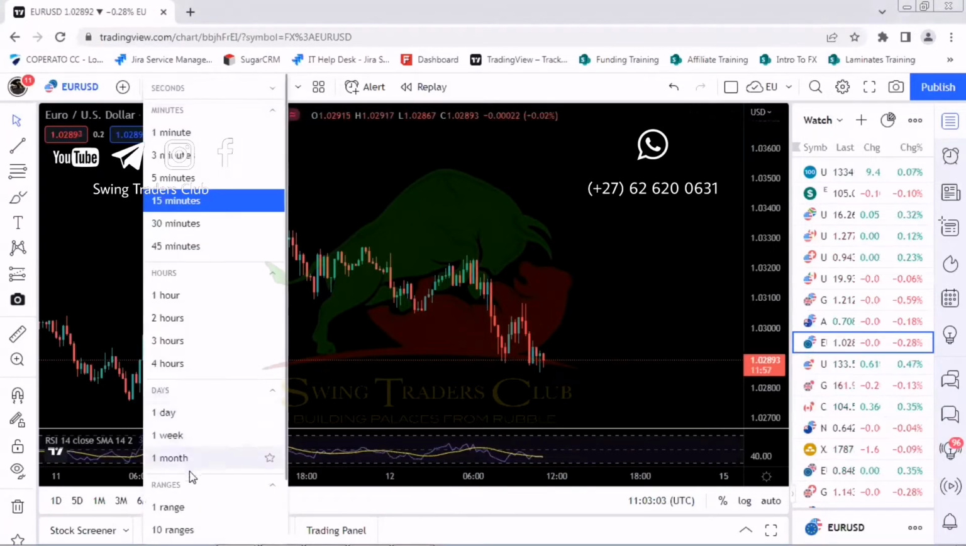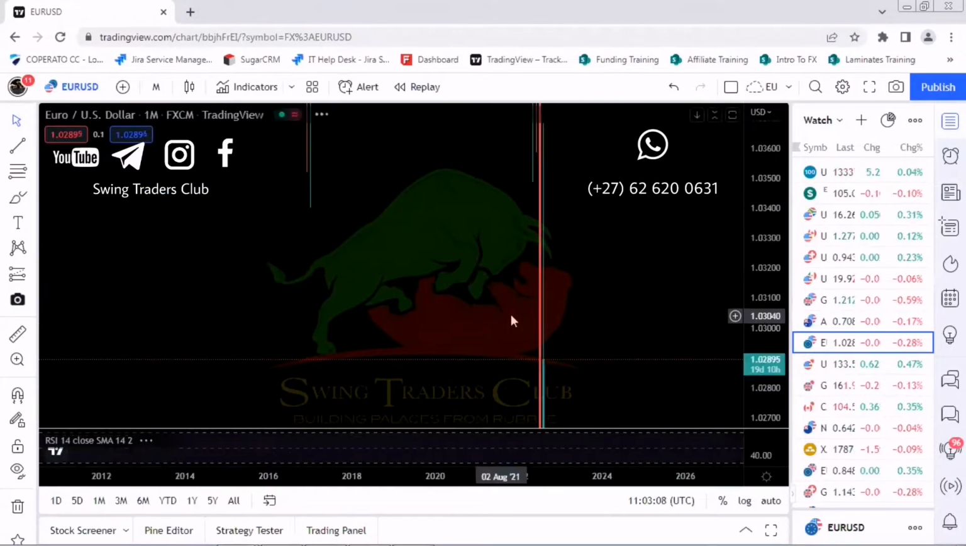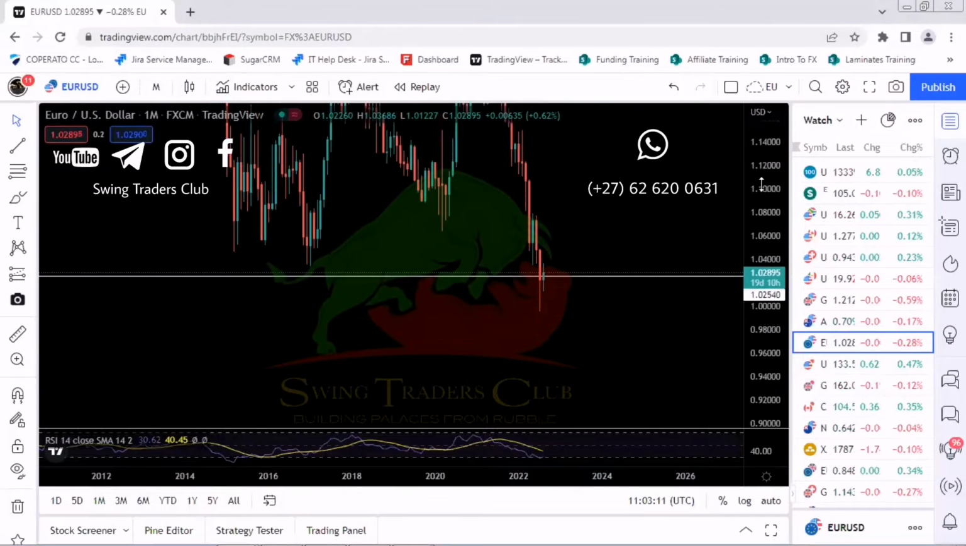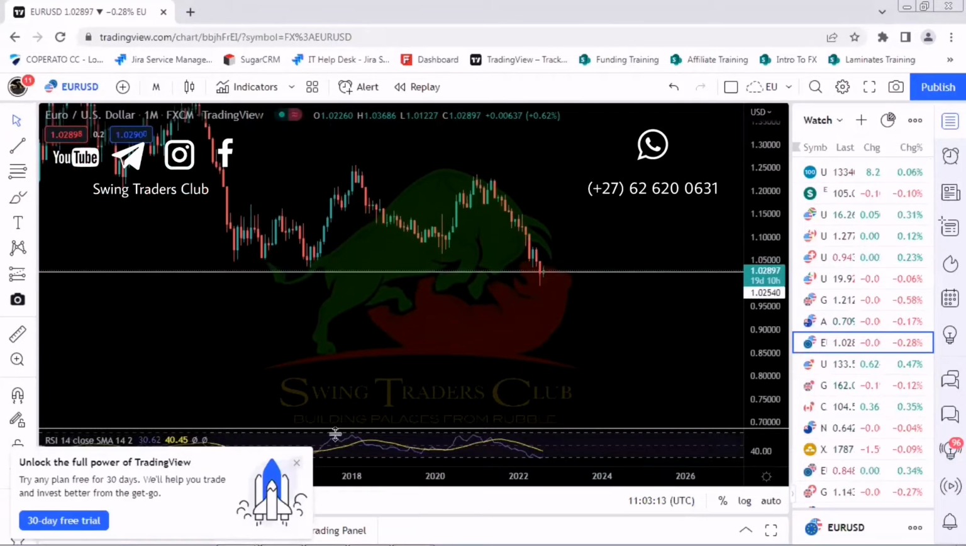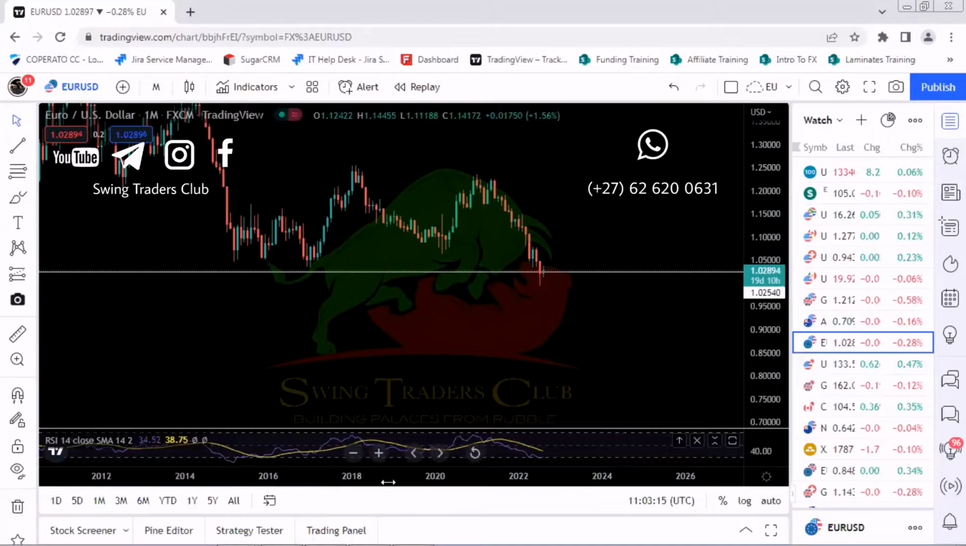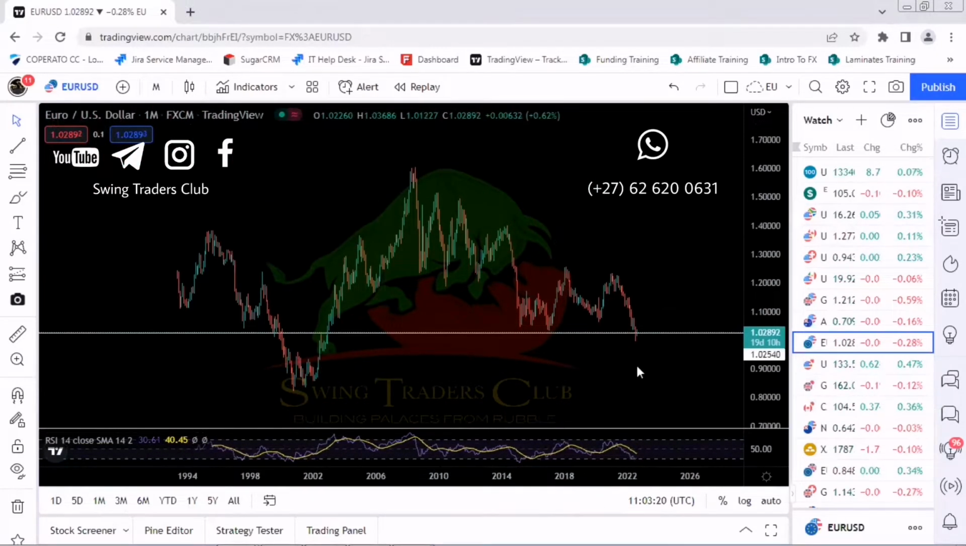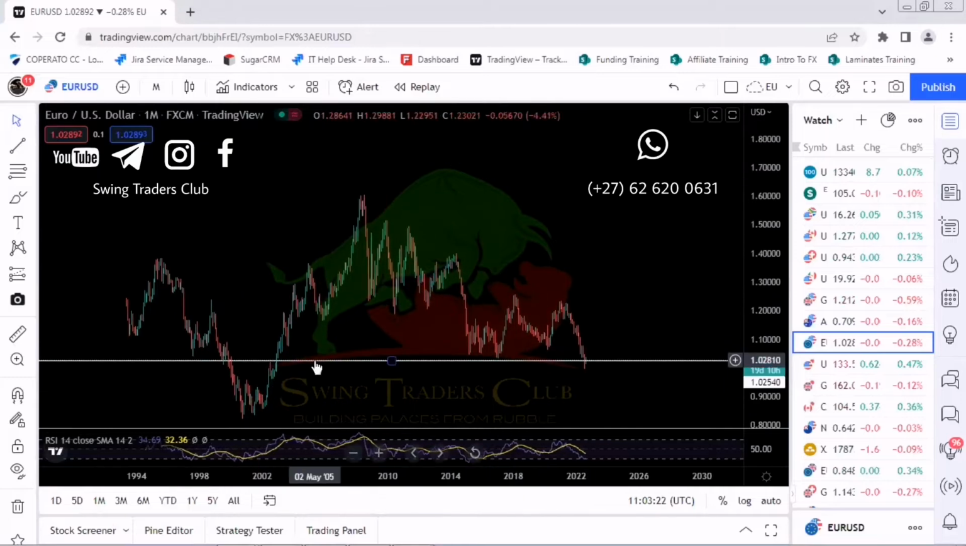So without wasting much time, like I said last time, whenever I do my analysis, I start from the monthly time frame. So today I said to you, I'm going to do a full analysis with you guys. And then I'm going to show you how we do this. Okay, great. So this is my monthly time frame. This is what is happening on a monthly time frame.